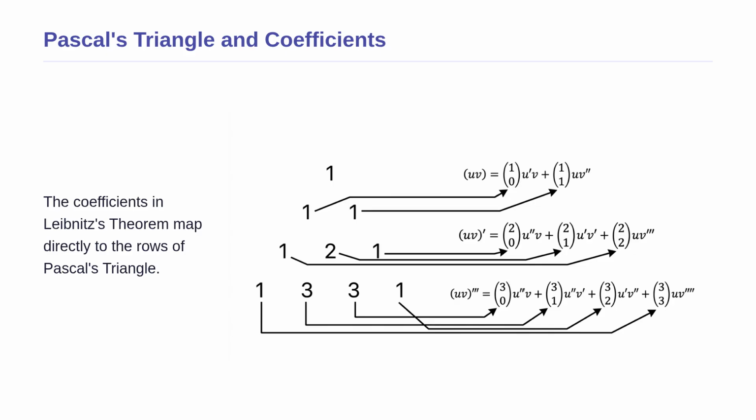What you are looking at is Pascal's triangle on the left, mapping directly to the coefficients of Leibniz's theorem on the right. The first row corresponds to the first derivative, the second row to the second derivative, and the third row to the third derivative. Notice how the numbers 1, 3, 3, 1 in the triangle perfectly match the constant multipliers in the expanded formula for the third derivative. This diagram shows us that we do not need to memorize complex coefficients. We can simply borrow the famous pattern from algebra to build our calculus equations.